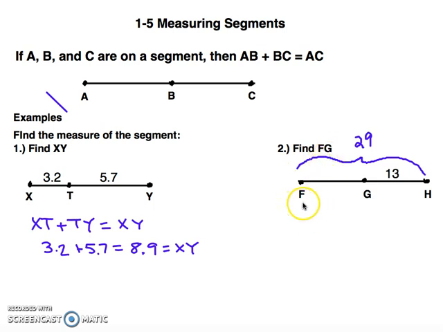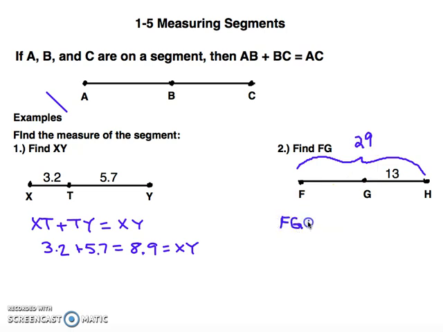In our next example, we would like to find FG. We're not given the same information for this one. For this one, we don't know what FG equals, but we do know that GH equals 13, and we also know that segment FH equals 29. So we can set this one up the same way.